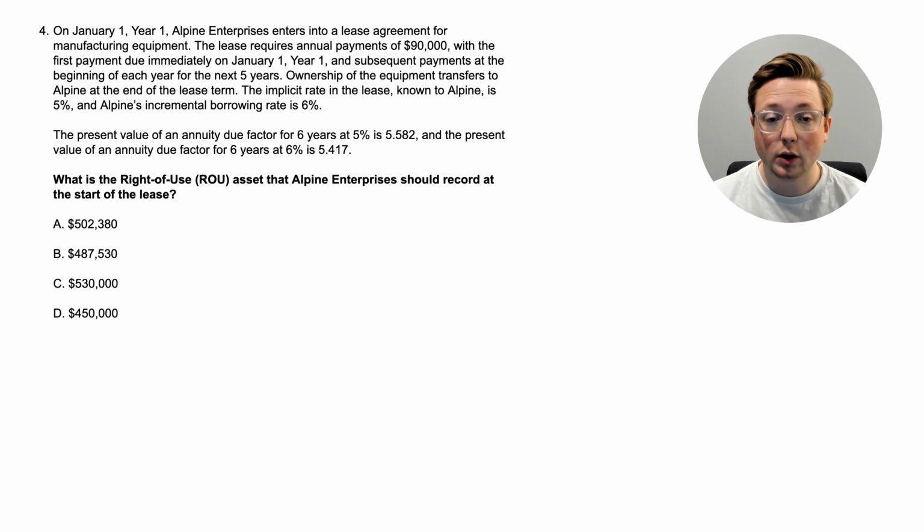On January 1st, year 1, Alpine Enterprises enters into a lease agreement for manufacturing equipment. The lease requires annual payments of $90,000, with the first payment due immediately on January 1st, year 1, and subsequent payments at the beginning of each year for the next 5 years. Ownership of the equipment transfers to Alpine at the end of the lease term. The implicit rate in the lease known to Alpine is 5%, and Alpine's incremental borrowing rate is 6%. The present value of an annuity due factor for 6 years at 5% is 5.582, and the present value of an annuity due factor for 6 years at 6% is 5.417.